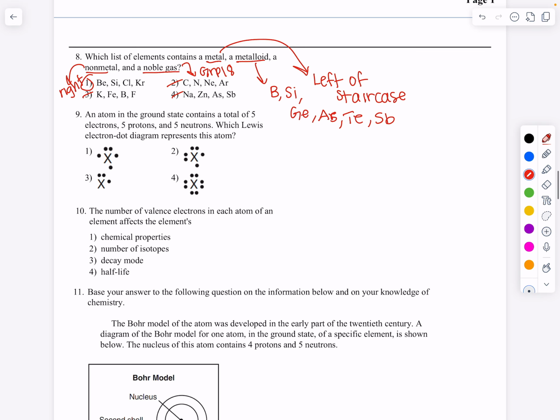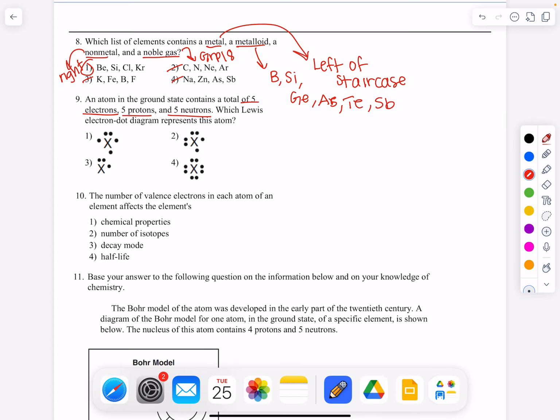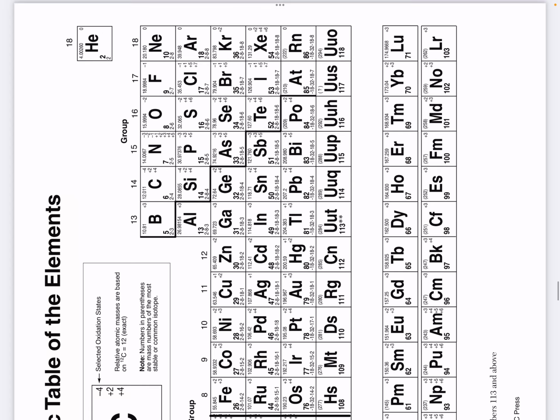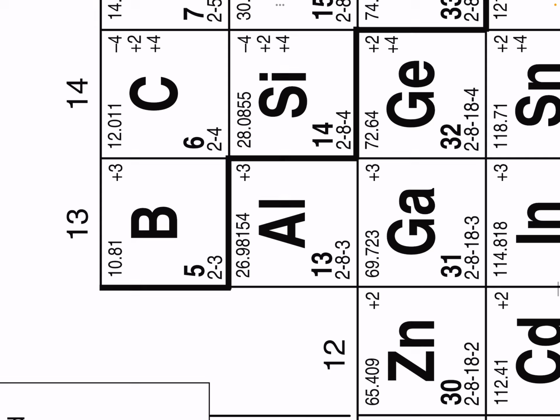Okay. An atom in the ground state contains a total of 5 electrons, 5 protons, and 5 neutrons. Which Lewis electron dot diagram represents this atom? Well, first of all, what element is this? We know that the number of protons is equal to the number of electrons, and I can know what element this is because the number of protons is the atomic number. So if I look at my reference table, which element has 5 protons? That's boron. It wanted to know the Lewis electron dot diagram.